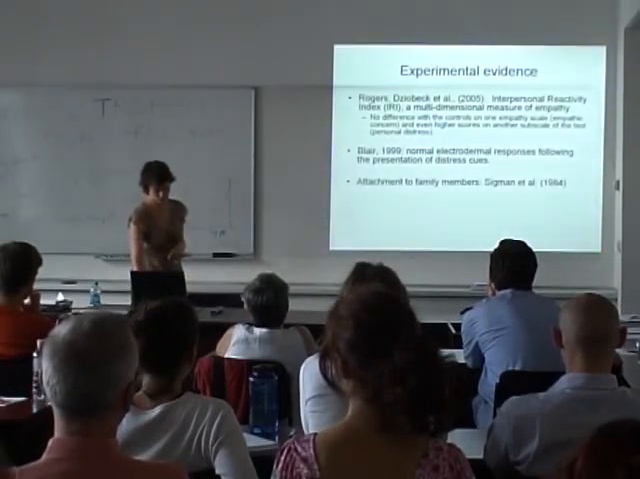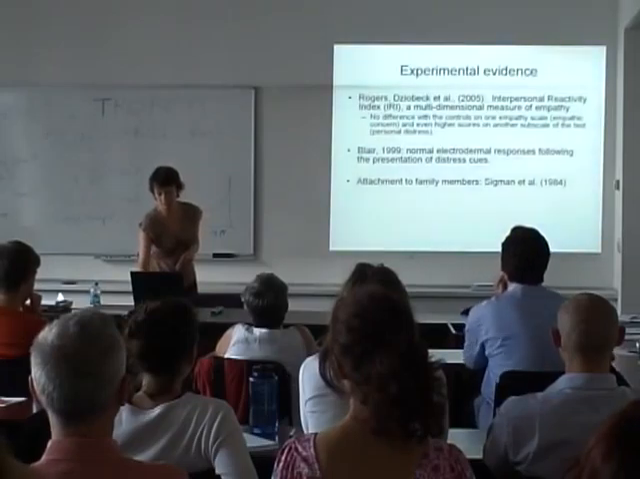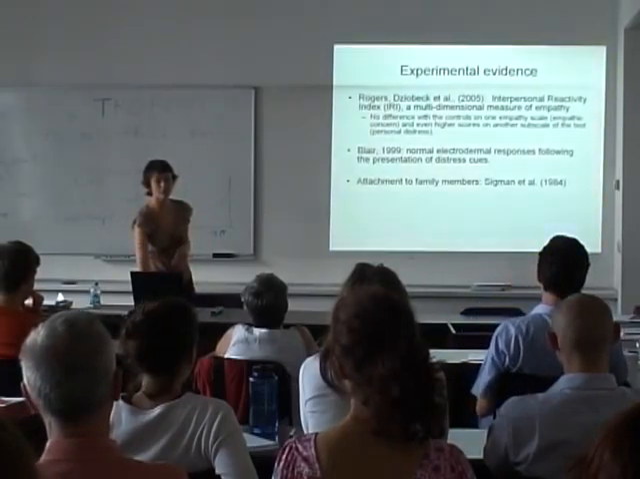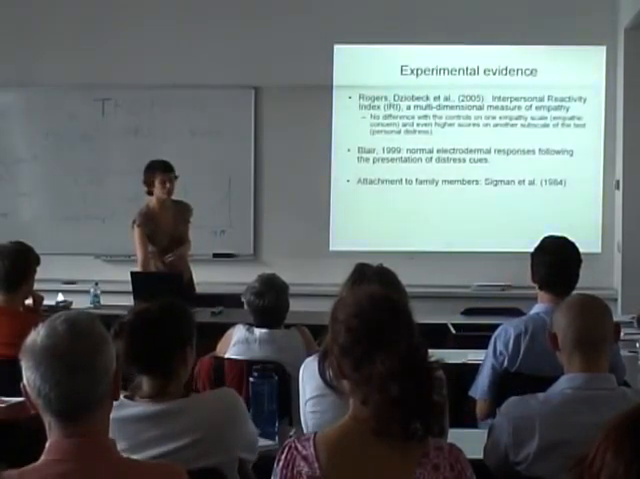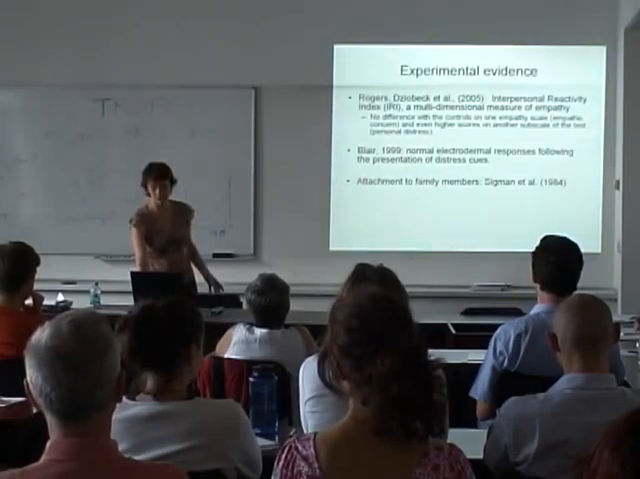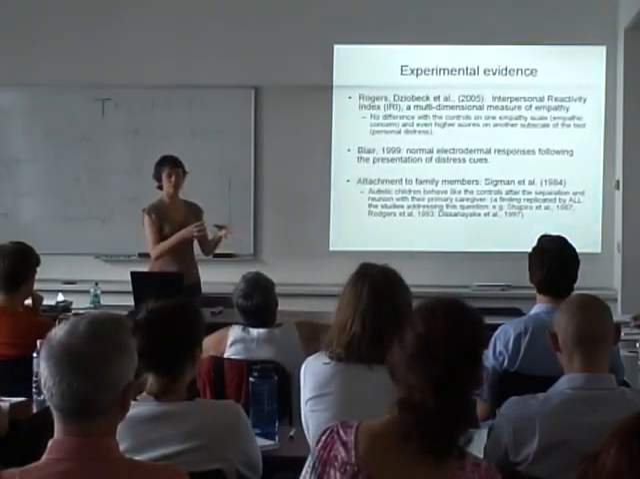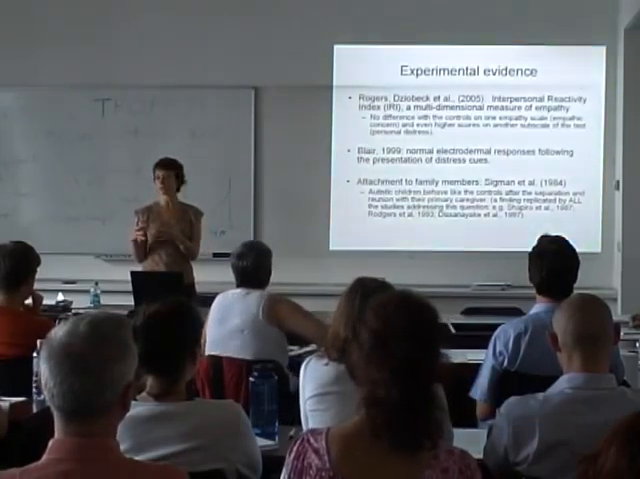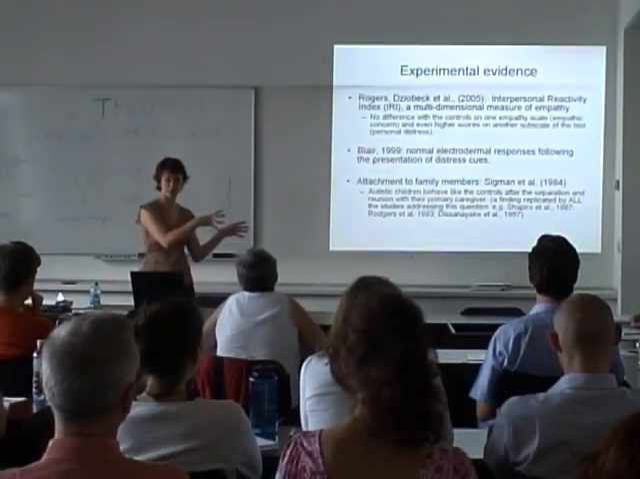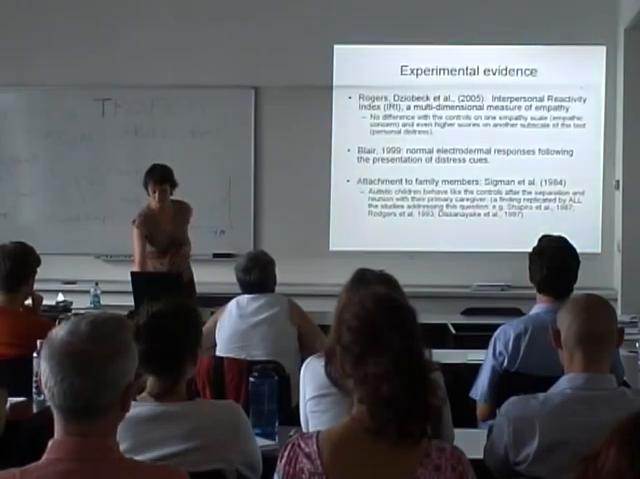But Blair has measured physiological cues in response to signs of distress, and he found also that there was no difference. They're also attached to family members, and some people have really thought that this was a surprising fact when it's not. For example, if you separate an autistic child from his mom, he's going to feel distressed, and if you put him back with his mom, he's going to feel happy again, just like normal children.